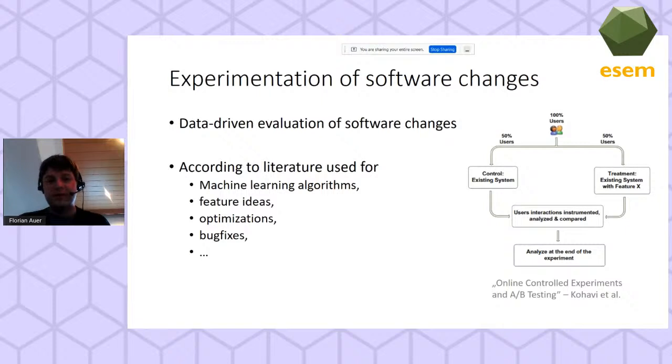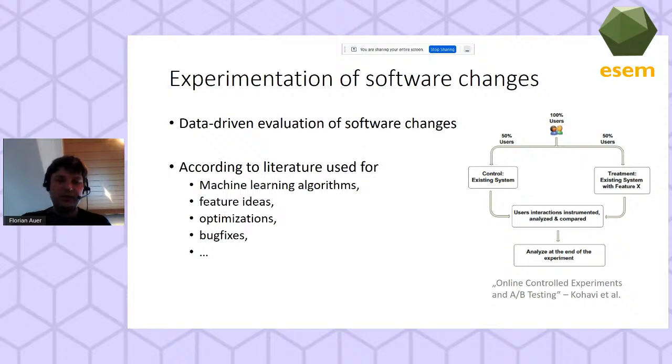When we talk about experimentation, we mean experimentation with software changes, so small changes of an existing software that are experimentally evaluated. Therefore, a subset of the users is exposed to the change, whereas the remaining users use the non-changed version. Differences in their behavior are measured and analyzed. As a result, the change is data-driven evaluated, and an informed decision can be made whether to make the change or not. Other names that you can find for it are A/B testing or continuous experimentation.